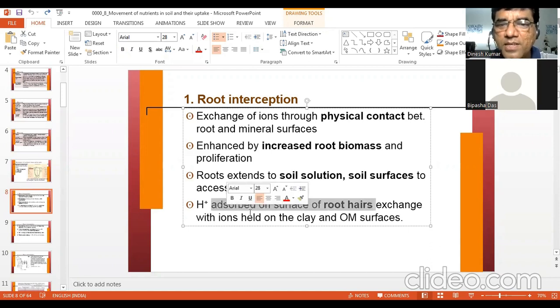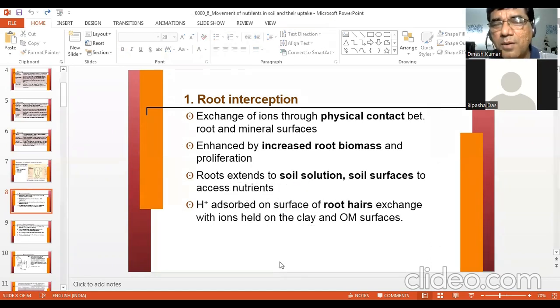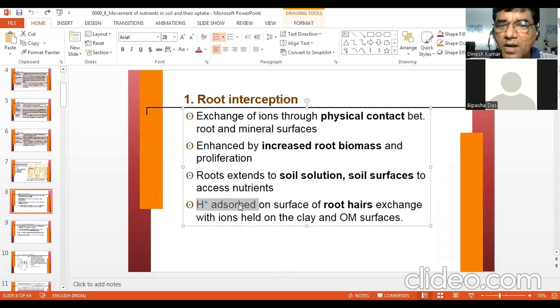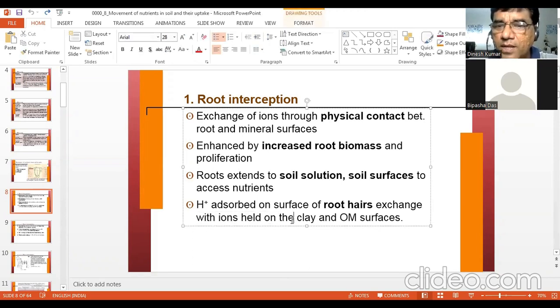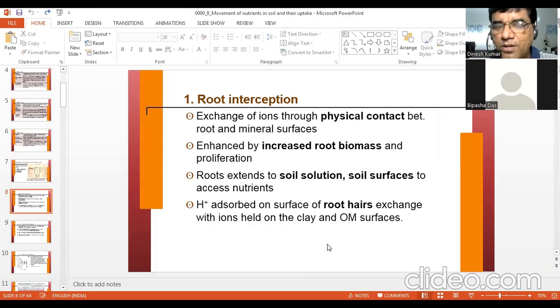So you know when exchange happens, the hydrogen ions come out from the cells and their concentration is more around the root. So outside the root, you get hydrogen ion adsorbed. They may be on the root surface or on the root hairs and exchange with the ions held on the clay or organic matter surface or in the soil solution. So wherever nutrients are there, they can be exchanged directly with the hydrogen ion in root interception or root nutrient contact, and by oscillation, by shaking.